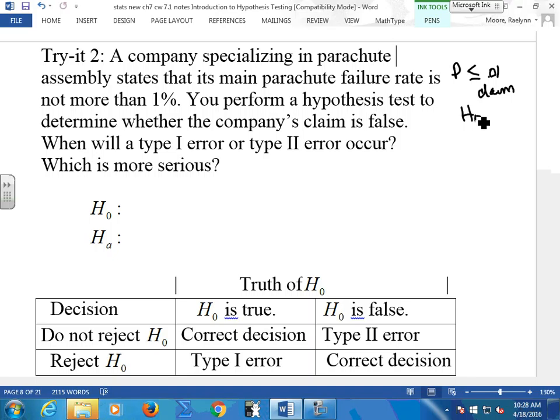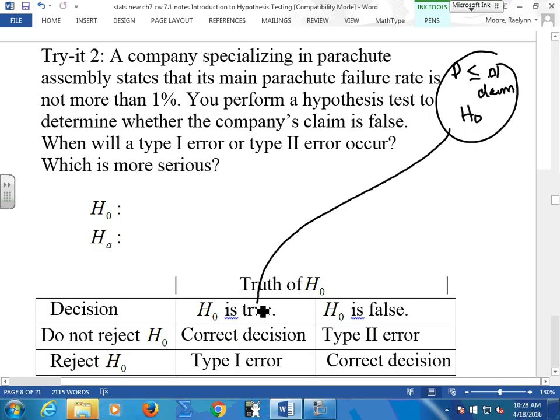And you have to determine which is more serious. Watch what happens. This is my claim. I'm testing this. It's really true. It really is less than 1%. I did not reject it. It really was. I made a good decision. I didn't reject it. Great decision. It really was less than 1%, but I rejected this. I said it was really more than 1%.